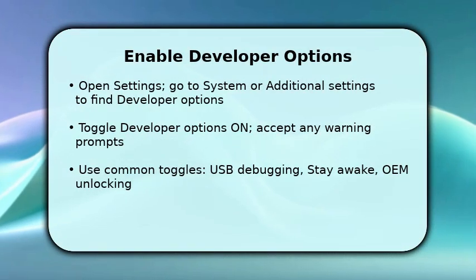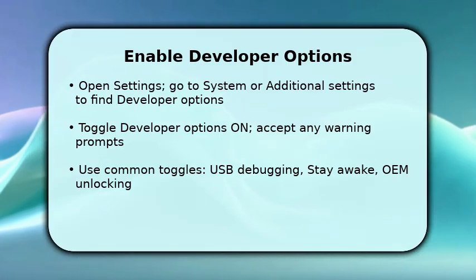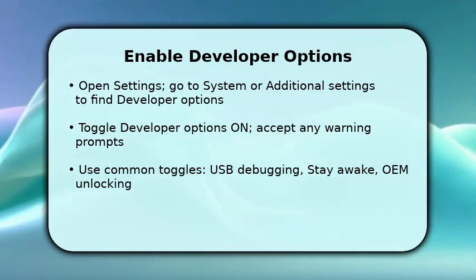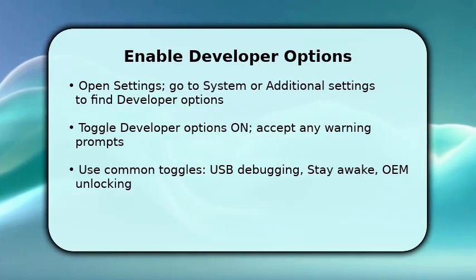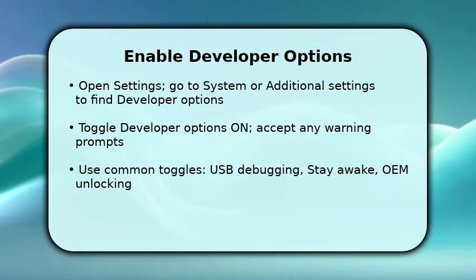Once the build number is unlocked, go back to Settings and navigate to System or Additional Settings. Developer Options now appears. Tap it, then toggle Developer Options on and accept the warning. This simply informs you of advanced features.